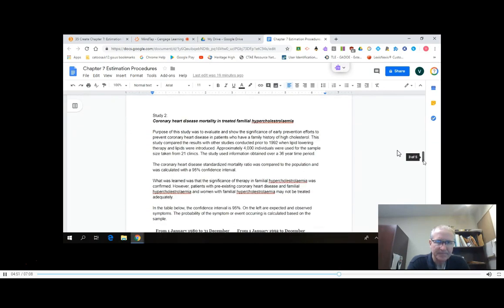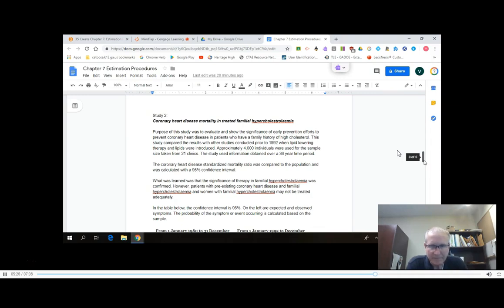The second study we looked at was coronary heart disease mortality in treated familial hypercholesterolemia. So the purpose of this study was to evaluate and show the significance of early prevention efforts to prevent coronary heart disease in patients who have a family history of high cholesterol. This study compared the results with other studies that were done prior to 1992, and that's when lipid-lowering therapy and drugs were introduced. So approximately 4,000 people were used for this sample size, and those people were taken from 21 clinics around the United Kingdom.